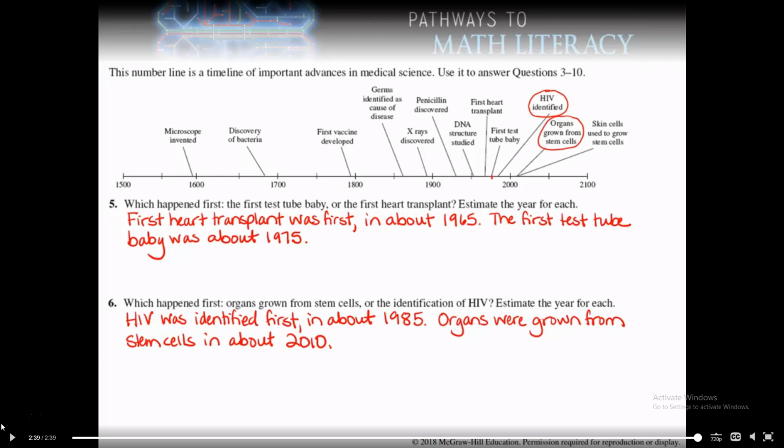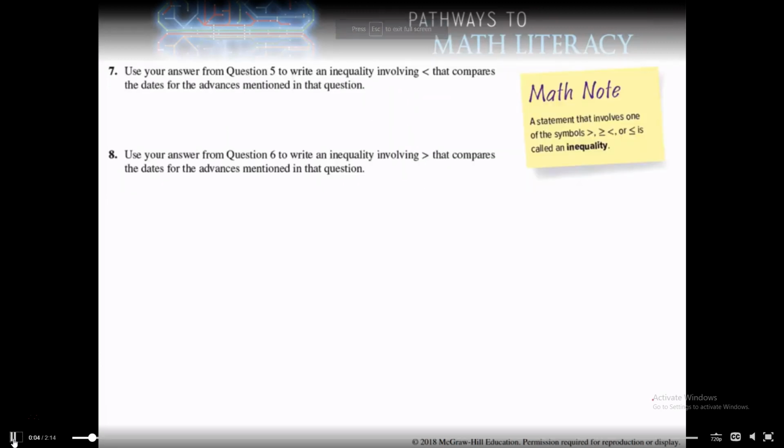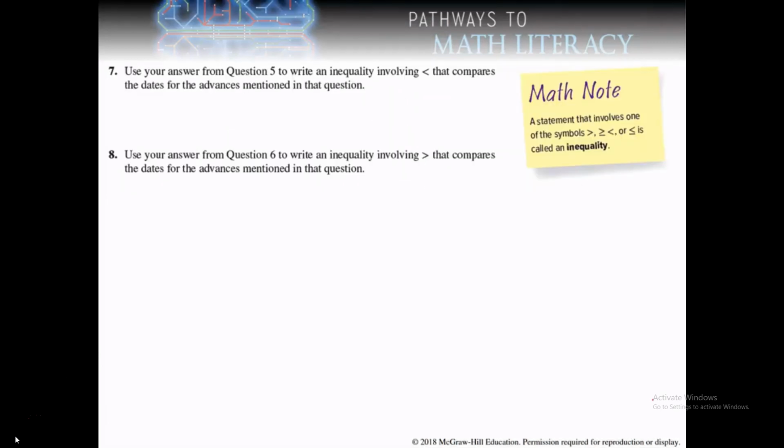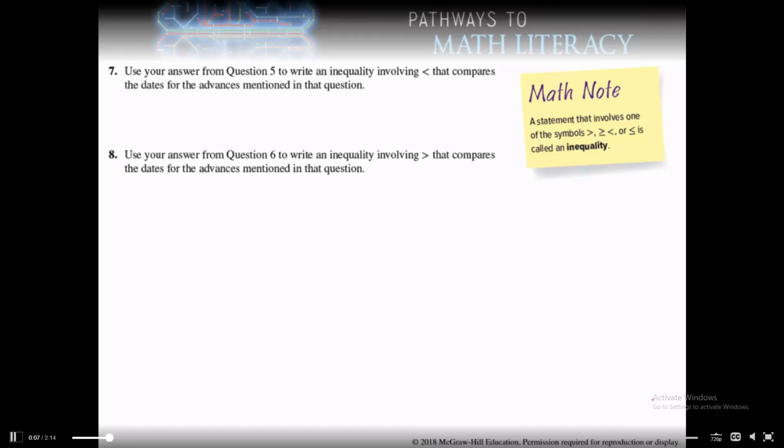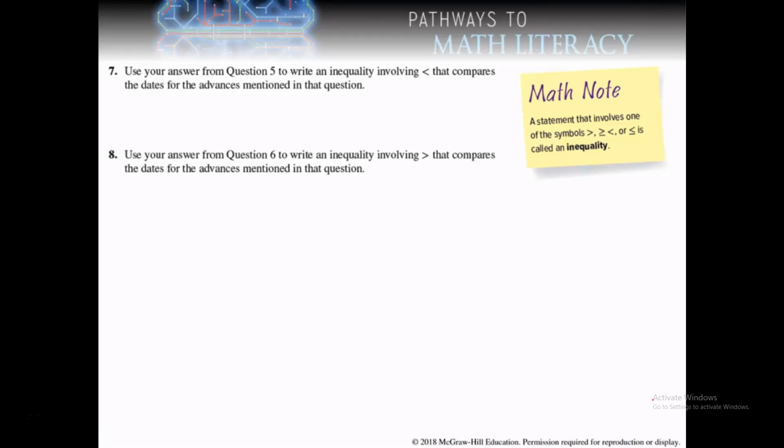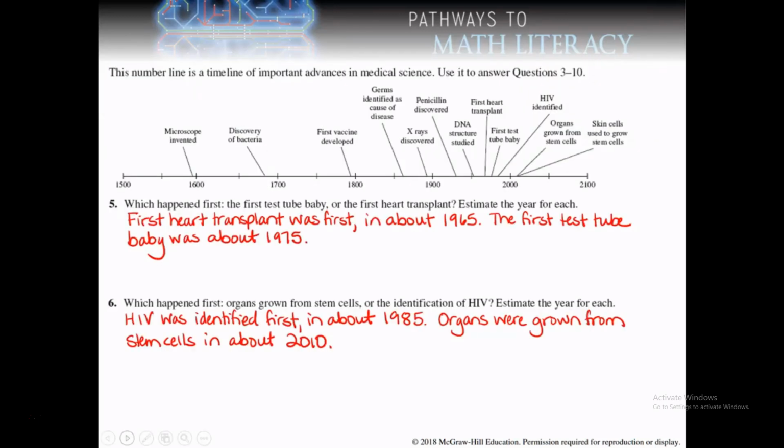We're still looking at the timeline, and in number 7 it asks us to go back to question 5 and write an inequality using those years. Number 5 is where we decided that the heart transplant happened before the first test tube baby. So 1965 happens before 1975, which means 1965 is less than 1975.